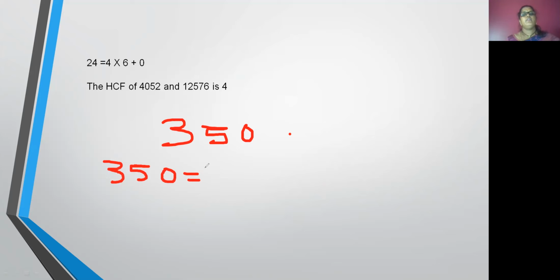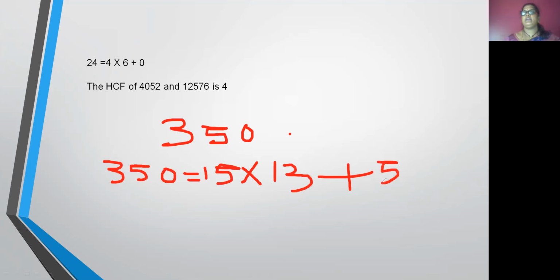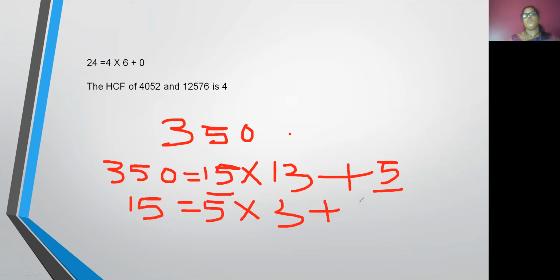15 tens are 150, 15 twenties are 300, 15 twenty-threes are 345. Plus, what is the remainder? 350 minus 345, 5 is the remainder. Now which numbers should you take? 15 and 5. How many times? 5 into 3. Is there a remainder? No, remainder is 0. So what is the HCF? The HCF is 5. All of you understood?